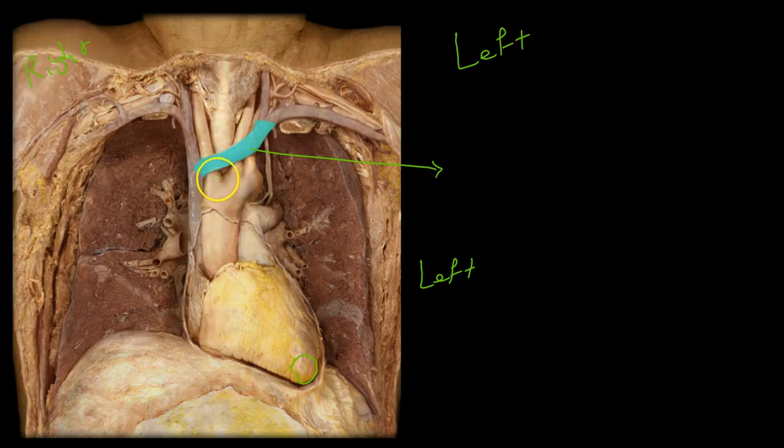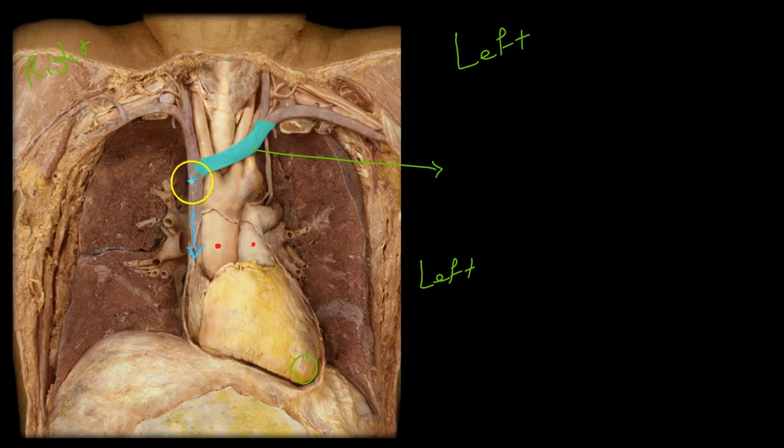And look at this. So again, let's review it. The first one from the left side is the pulmonary trunk, leaving the right ventricle. And this one is the aorta. The first part of the aorta is the ascending aorta, leaving the left ventricle. And this one is the superior vena cava, which is going to carry the deoxygenated blood from the head and neck to the right atrium.